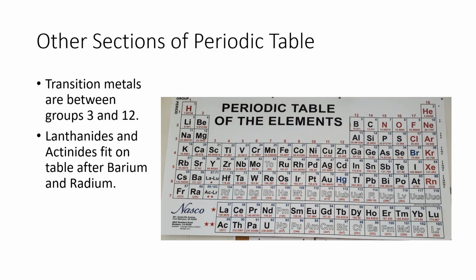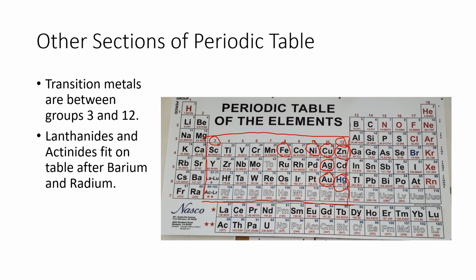So 2 last sections we're going to just note before we go here. The first is the transition metals. Transition metals are between groups 3 and group 12, and you can see a lot of common metals in there that you've probably heard of before, things like zinc and copper and silver and gold and mercury and nickel and iron, and of course some others that you might not be as familiar with. And so that's another section that you might hear referred to.